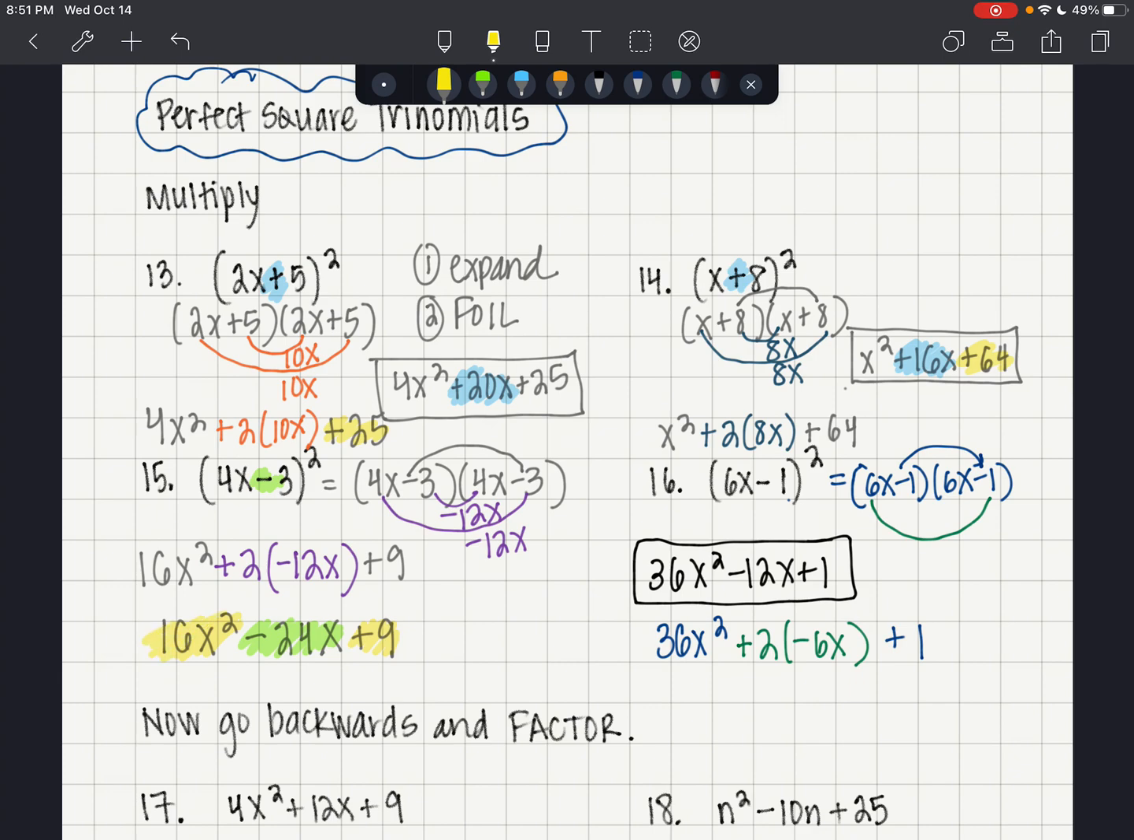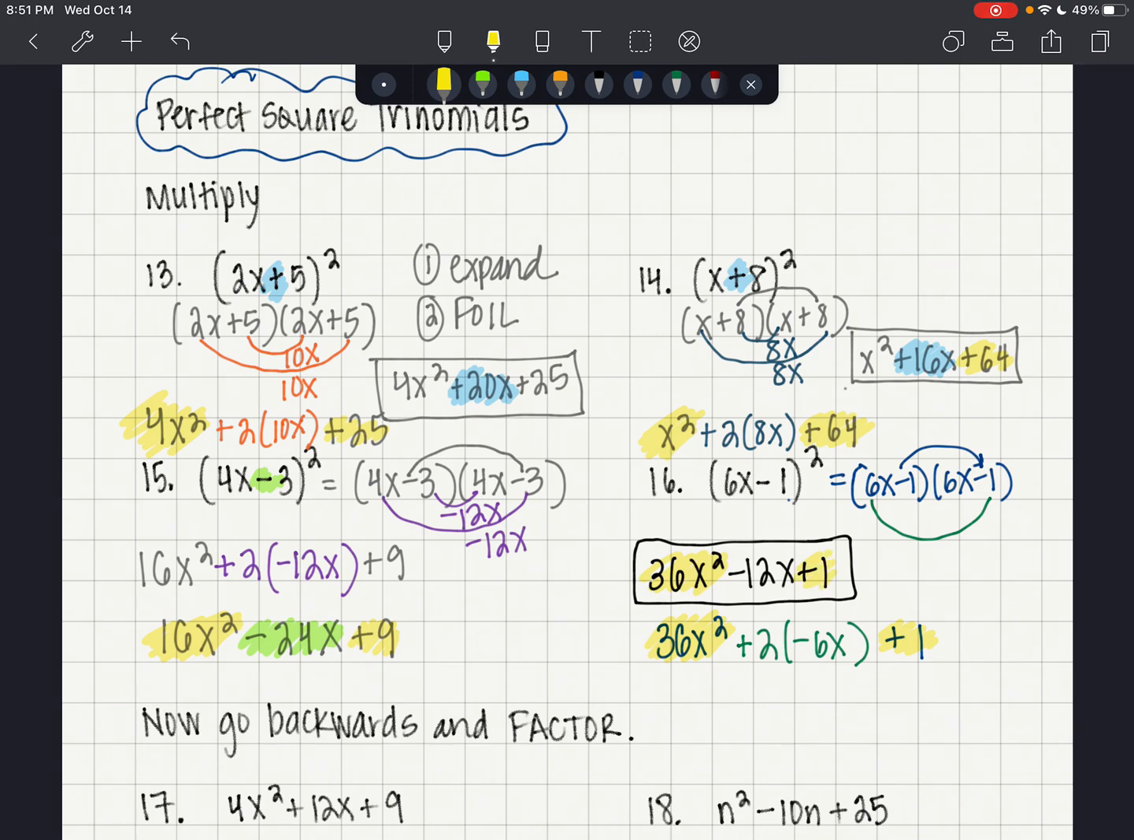There's something that our first and last terms have in common. Look at that first and last term. Look at number 13's first and last term. Look at number 14's first and last term. And look at number 16's first and last term. And I can highlight this first and last term too.